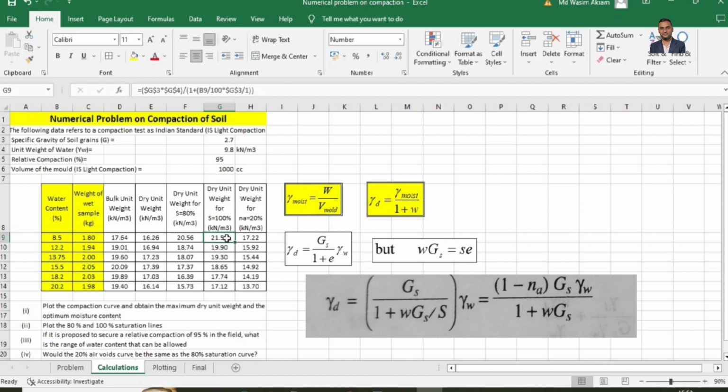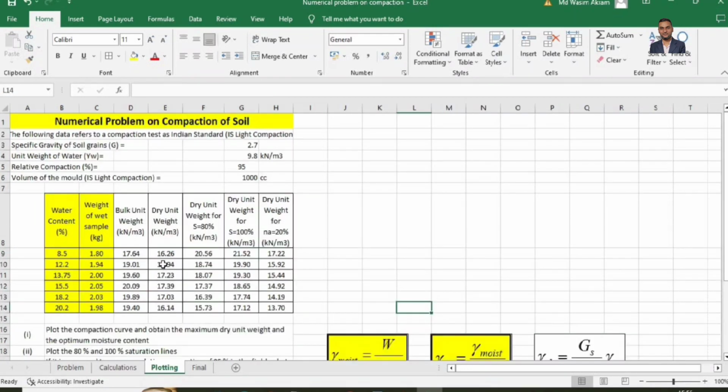To calculate the unit weight for 80% saturation, just put the value of S as 0.8 in this formula. We will get the unit weight at 80% saturation. Similarly, for 100% saturation, we have to just put S is equal to 1 in the formula. In the other column, unit weight for 20% air voids, we can use the last formula for gamma D. For the last column of the table, just put na is equal to 0.2 in the formula of gamma D. Now from this data we have to plot the compaction curve, that is the curve between the dry unit weight and the water content of the soil.